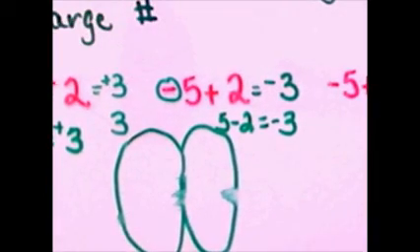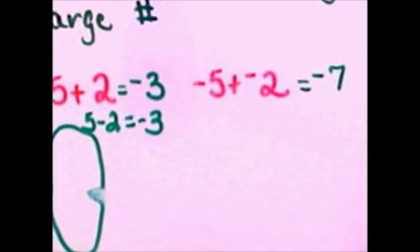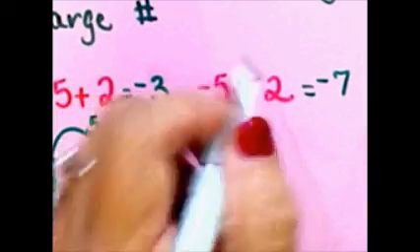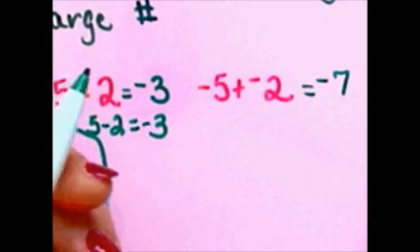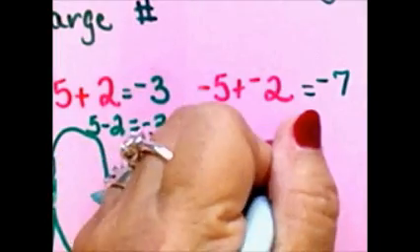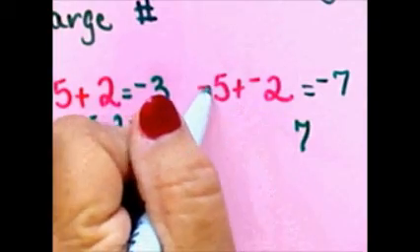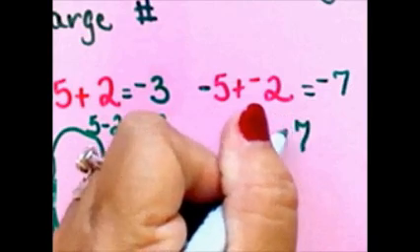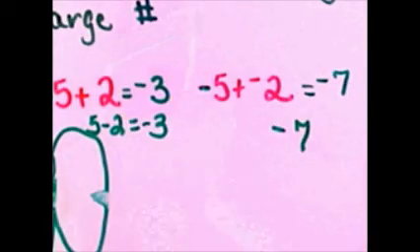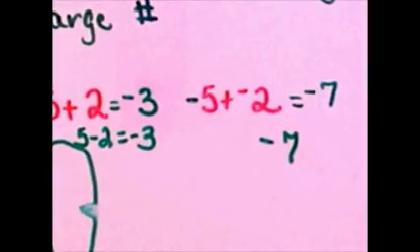And the last problem is -5 plus -2. Signs are the same, so we're going to add. 5 plus 2 is 7. And then the sign of the big number is negative, so my answer is negative, which gives me exactly what I got when I added with the chip model. Okay?